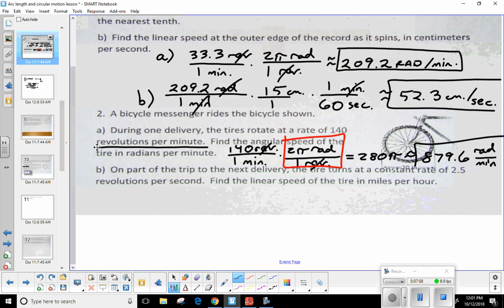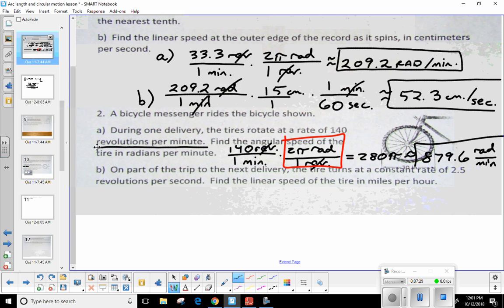Okay. So if I just stop right there, that's my angular velocity. So 140 times 2 pi gave me 280 pi, which is where the 879.6 radians per minute came from. Now, if I want linear velocity, I'm going to multiply this by the radius.